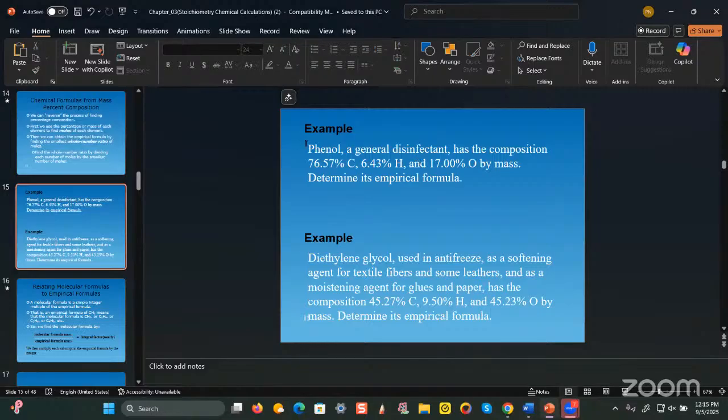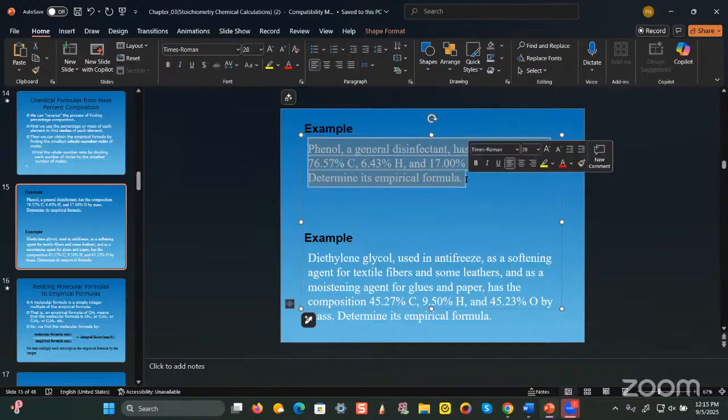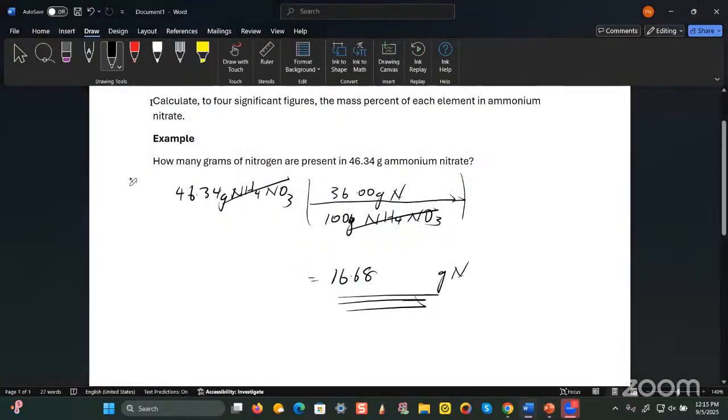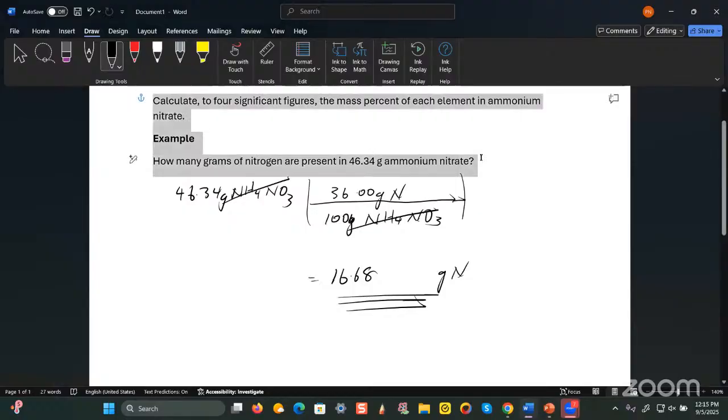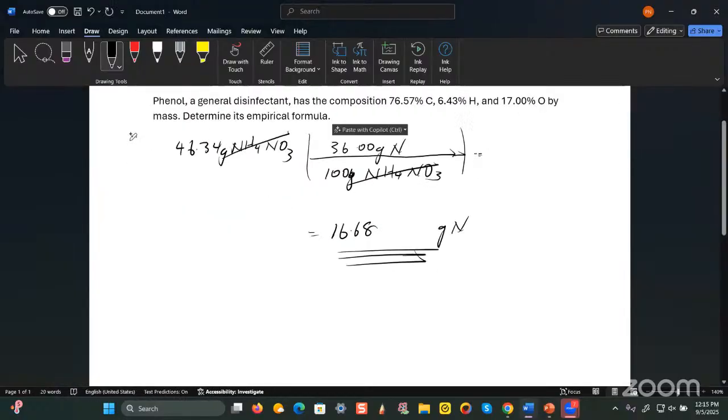What time is it, by the way? Oh, okay. I think this is where we're going to stop after completing this example. All right, so let me copy and paste this here, and let me get rid of all this here.